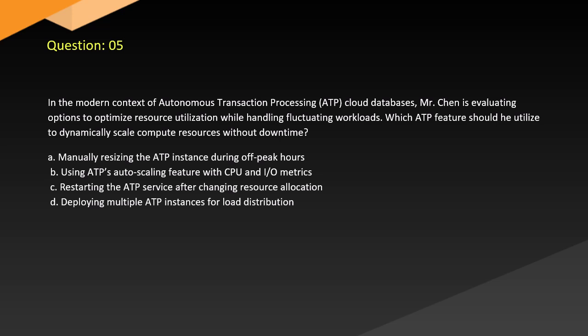Question 5. In a modern context of Autonomous Transaction Processing at cloud databases, Mr. Chen is evaluating options to optimize resource utilization while handling fluctuating workloads. Which feature should he utilize to dynamically scale compute resources without downtime? A. Manually resizing the instance during off-peak hours. B. Using the auto-scaling feature with ECPU and a metric. C. Restarting the service after changing resource allocation. D. Deploying multiple instances for load distribution.